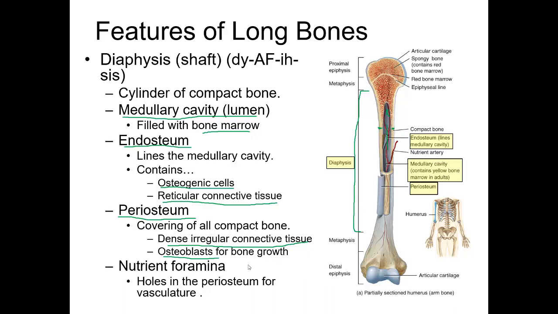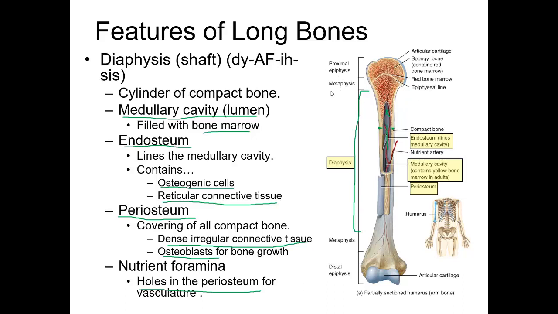Now, nutrient foramina. Foramina are little holes in the periosteum for blood vessels, nutrient foramina. So there are little holes through which blood vessels can pass through.